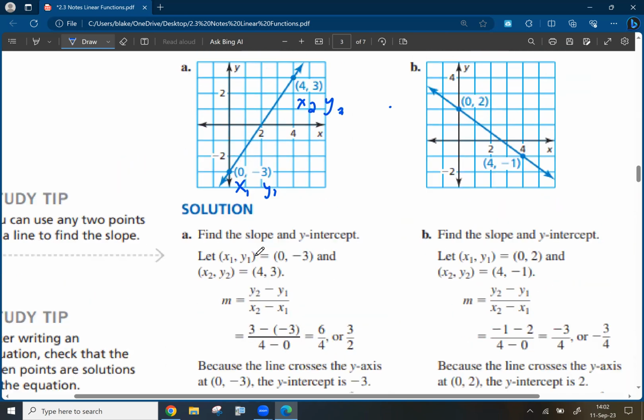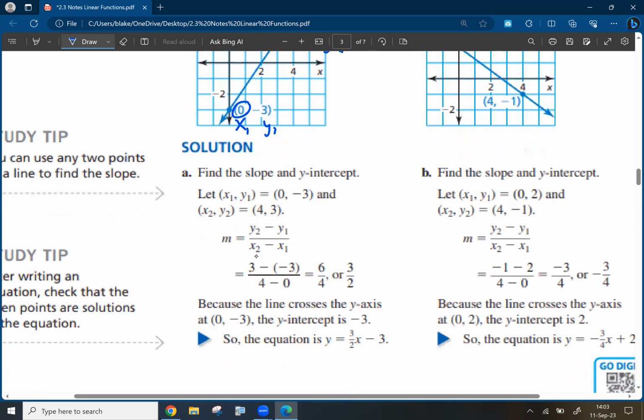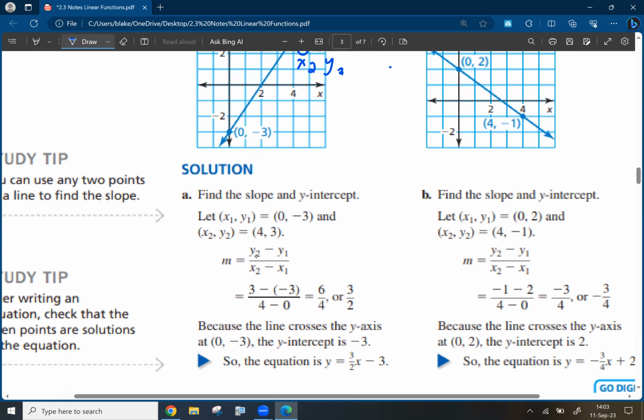And if we follow the formula, y2 minus y1, that would be 3 minus -3. And again, you can see that here in their formula. And x2 minus x1 would be 4 minus 0. And so we simplify this, and it ends up being 6/4, or as you can see, 3/2. So I already pointed out the y-intercept was -3. And now from our formula, we know the slope is 3/2.